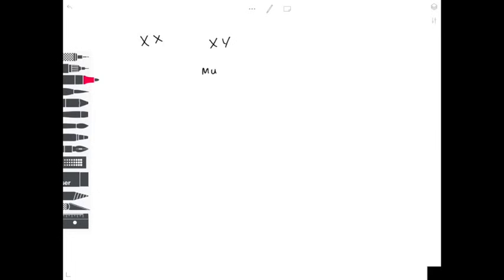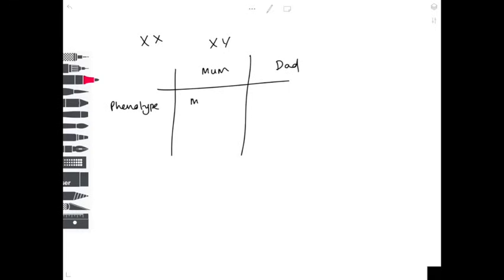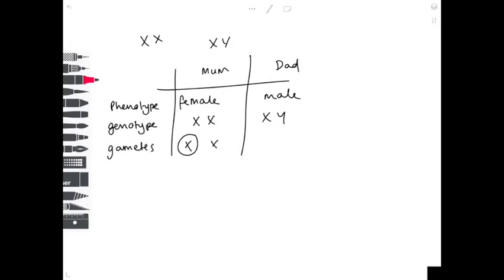So let's start by writing mum and dad. As per usual, we're going to write phenotype. So what do they look like? Well, the mum's obviously female, the father is male. The genotype, you're going to use the sex chromosomes here, so she'll be XX, he'll be XY. The gametes, so obviously every egg will be X. Sperm, weirdly, can either be female or male sperm.